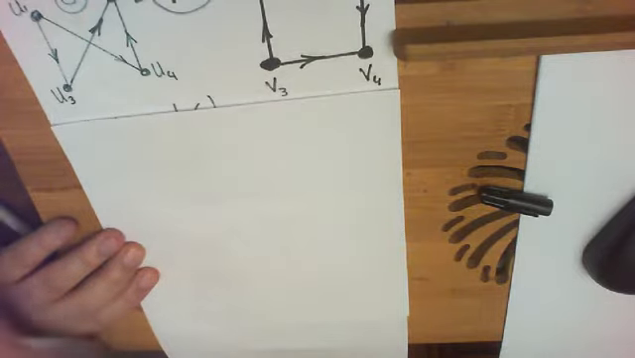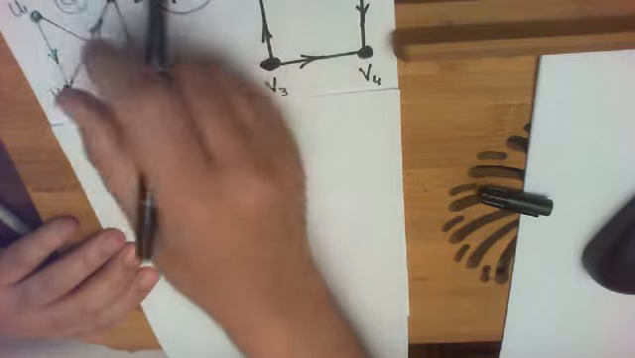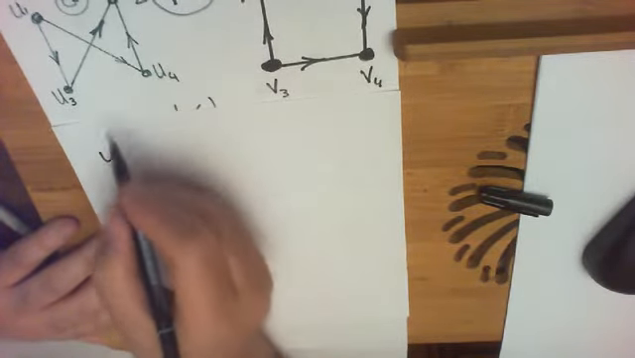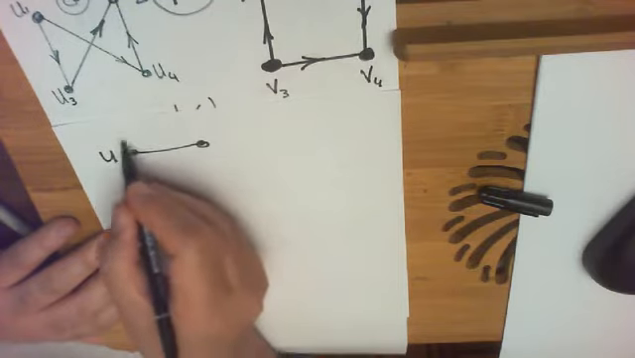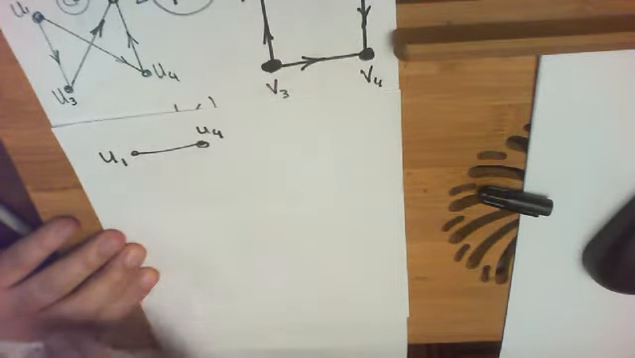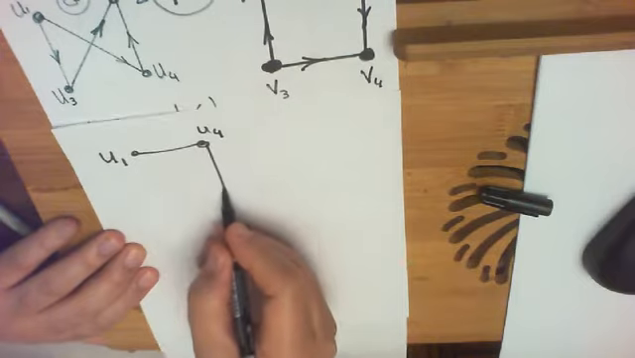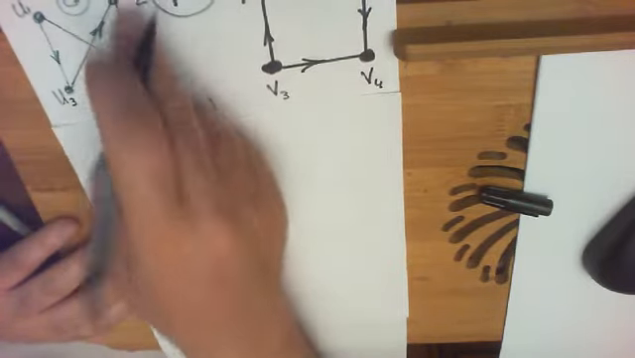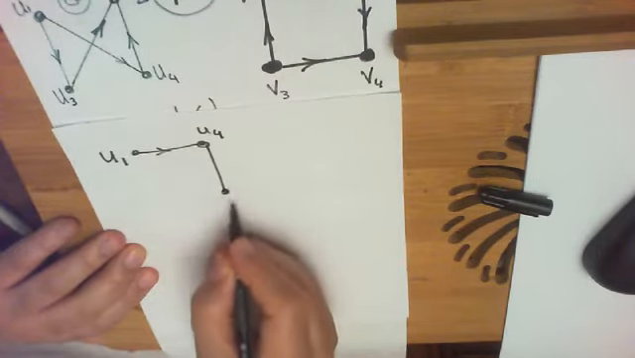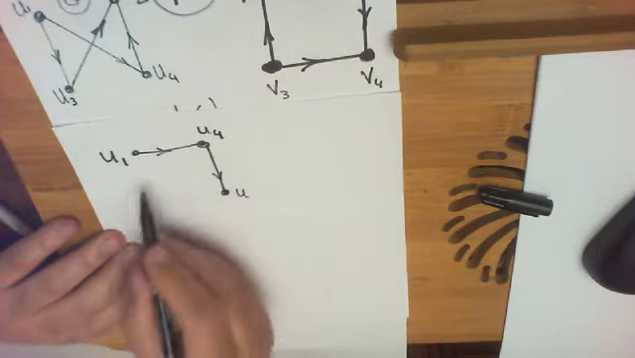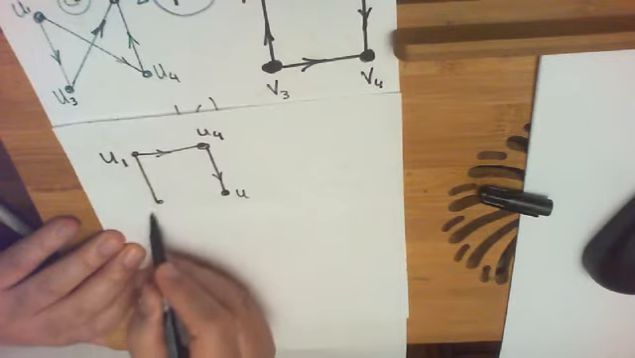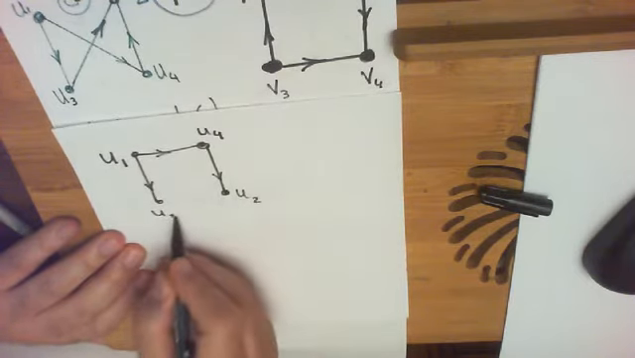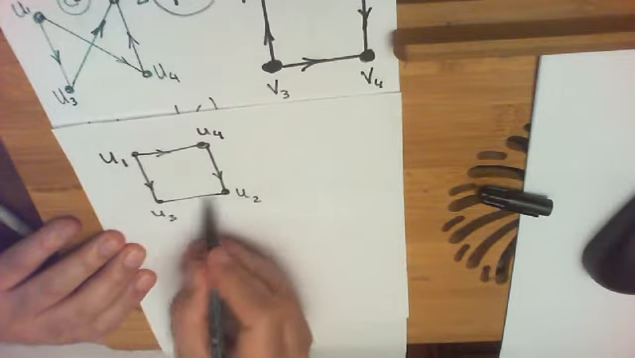Okay? If you don't understand, no problem. Let us redraw this. U1 followed by U4, okay, followed by U2. U1, U4, U2. This is U3, from U3 to U2.